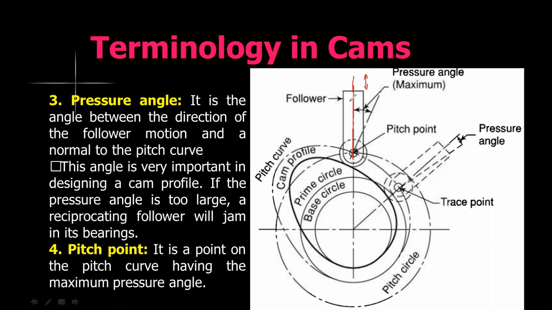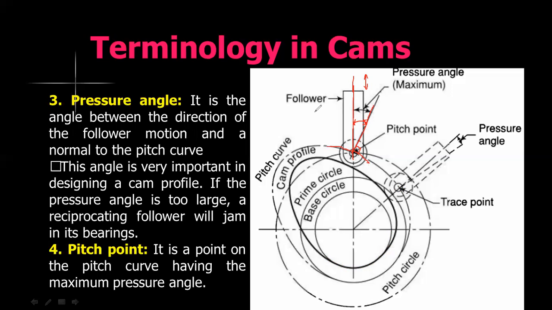So the pressure angle is the angle between the direction of the follower motion and a normal to the pitch curve. So this is the pitch curve. Normal means the line drawn at 90 degrees. So this is the normal to the pitch curve. This is the angle between the direction of motion of the follower and the normal to the pitch curve. This is the pressure angle.